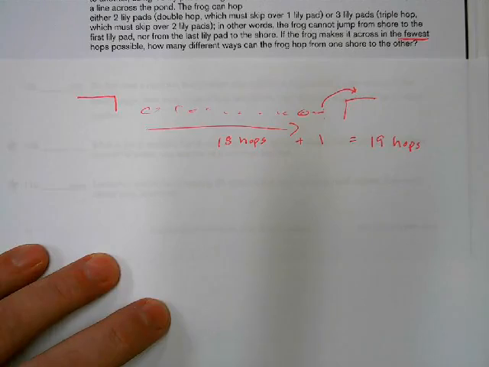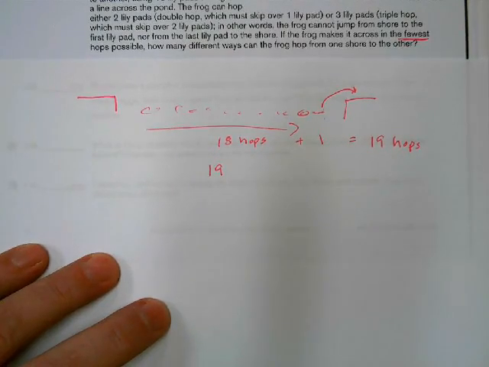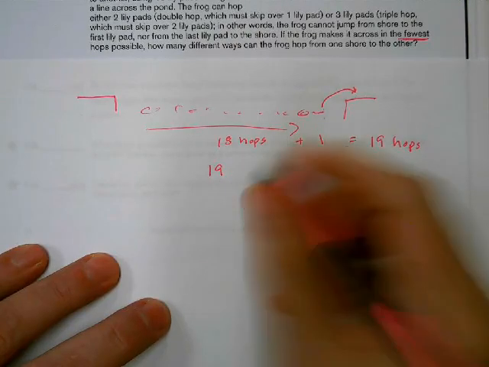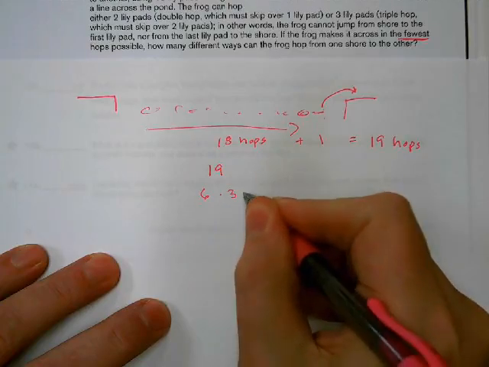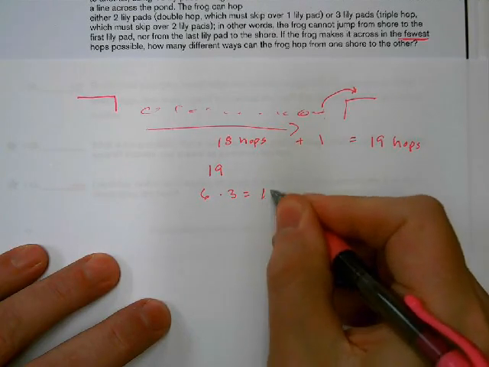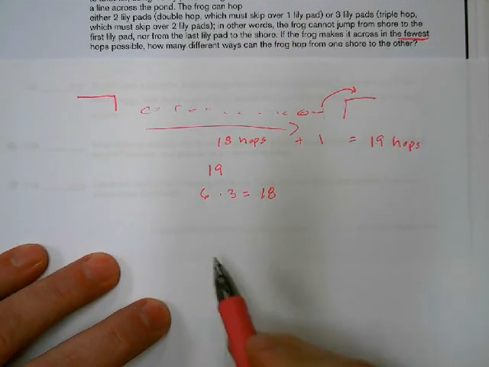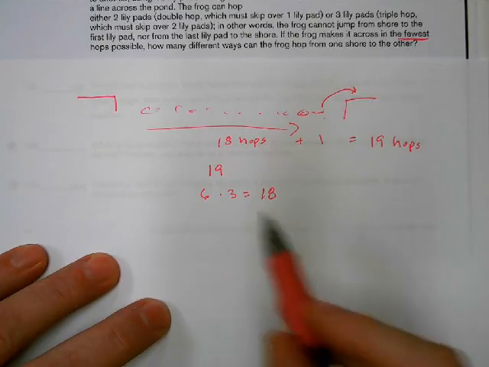So if I've got 19 hops, I need to do as many triple hops as possible. But here's our problem. If I do 6 triple hops, 6 triples, that gets me to 18 spaces, but I've got 19 spaces, and I don't have single hops. I've got triples or doubles, so I can't do that one. So then, what if I did 5 triples?